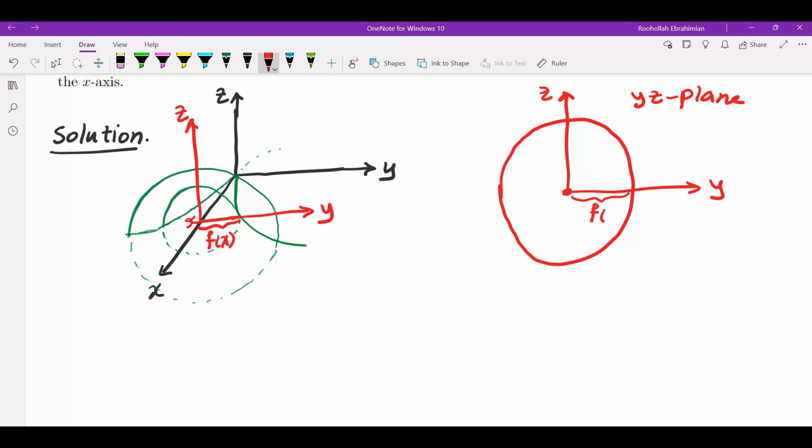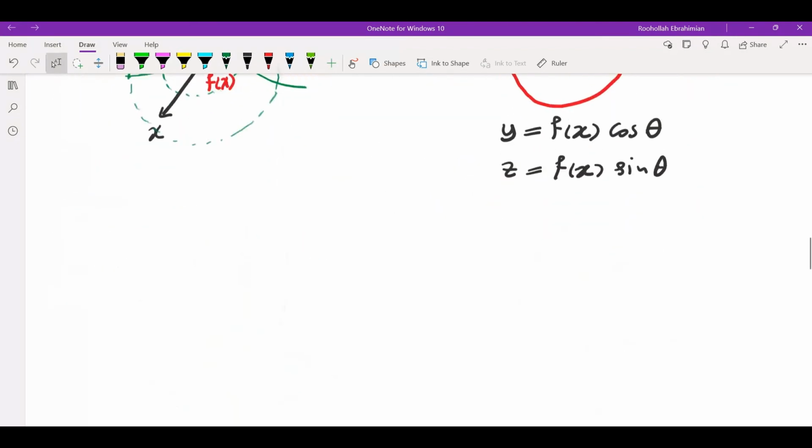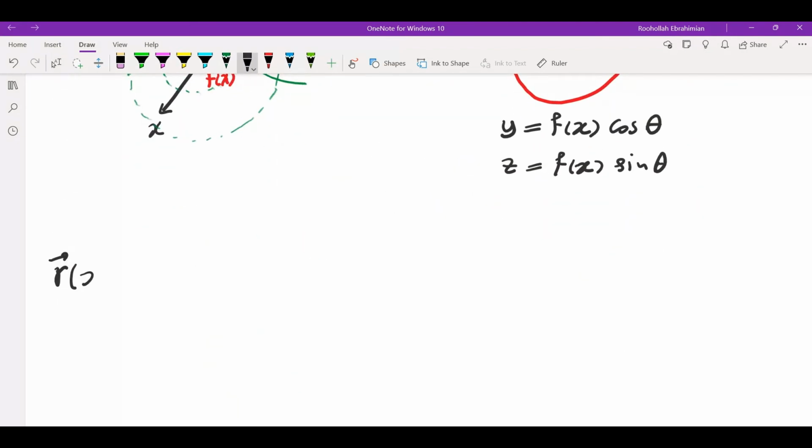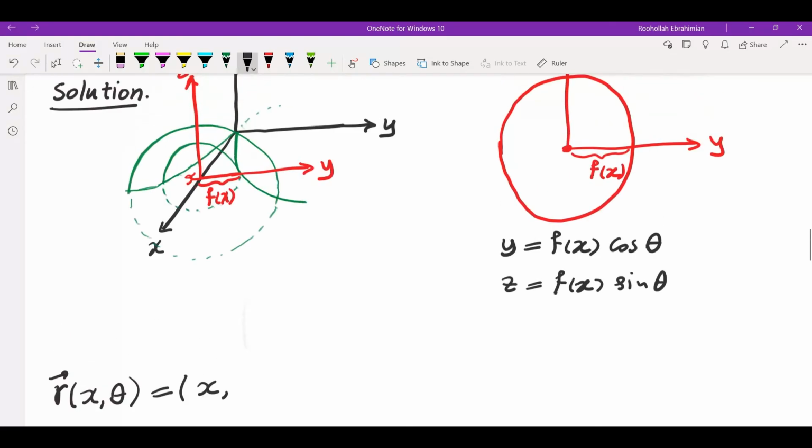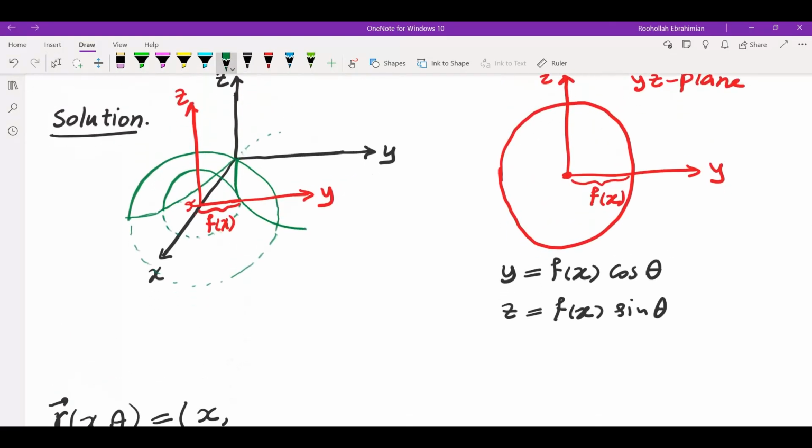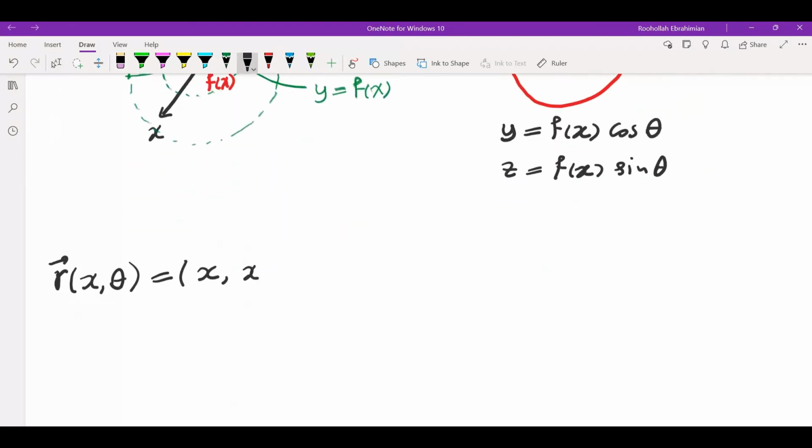What is the radius of this? Radius of this is f of x. So how do we parameterize this? Well, we could say y equals radius cosine of theta and z equals radius sine of theta. So how do we write down the parameterization? Well, we could say r of the two parameters x and theta. So what is the x component? Well, it is just x. What is the y component? This is the graph of y equals f of x. It is x squared, which is our function, times cosine of theta, and z is x squared times sine of theta.